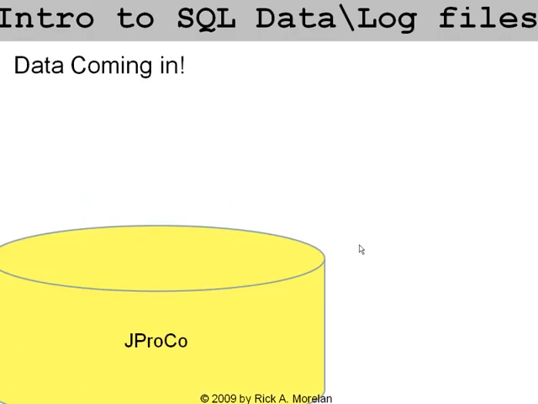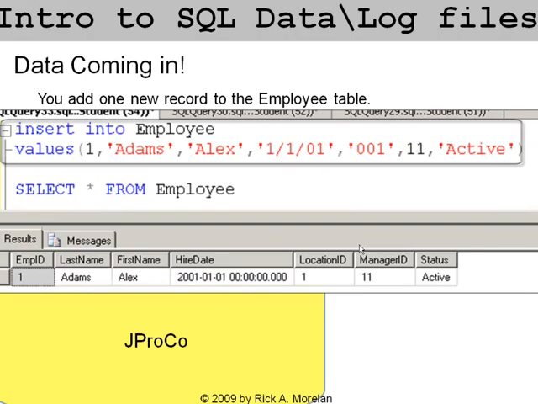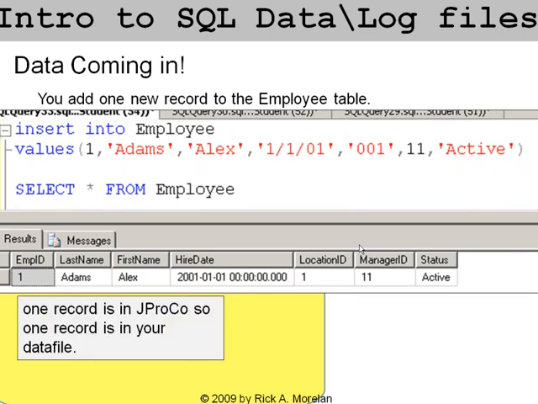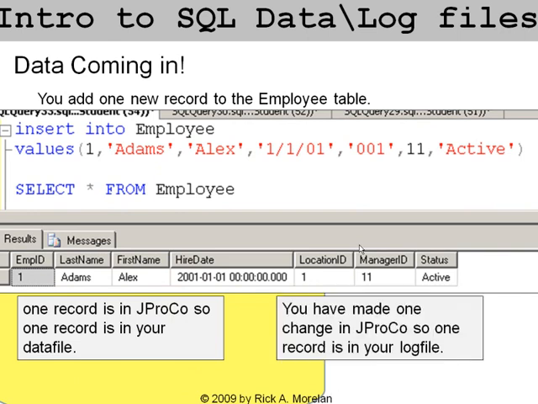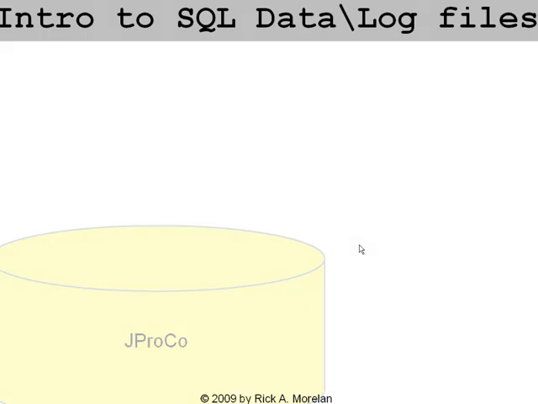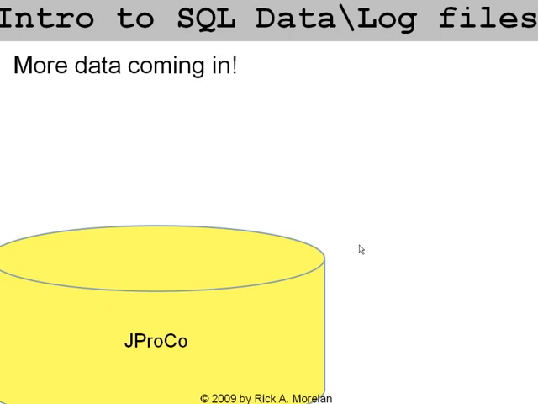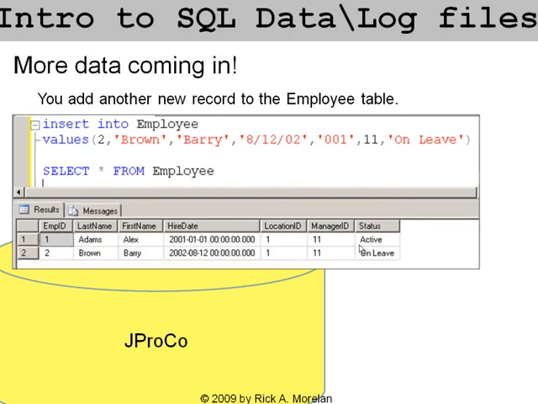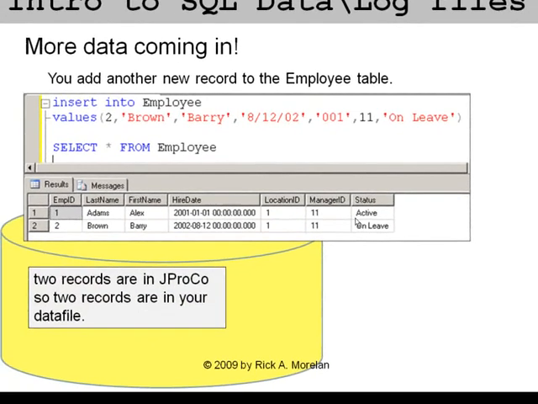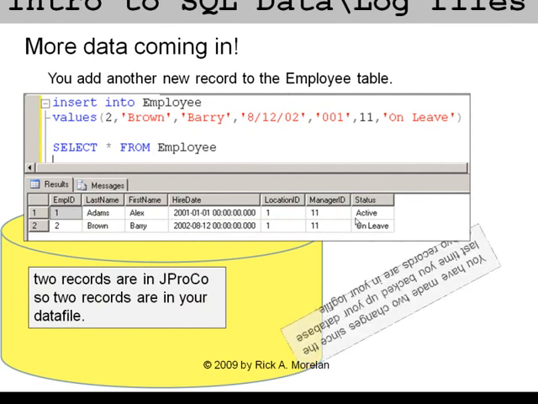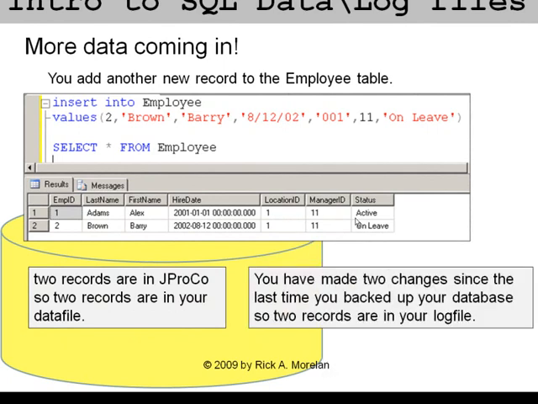Okay, so data starts coming in. And you add one new record called Alex Adams. What have we got now? Well, now you have one record in your data file. And you also have one record in your log file. More data's coming in. So you add another record called Barry Brown. What's your status now? Well, now you have 2 records in your JProCode database, and you have 2 records in your log file. So you had 2 pieces of information, and you've got 2 changes.